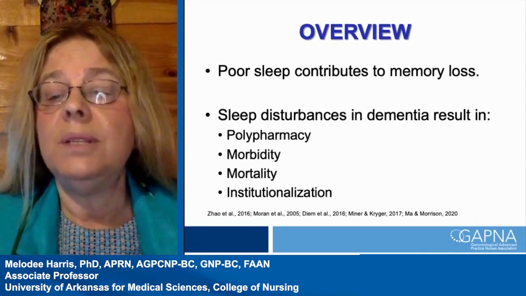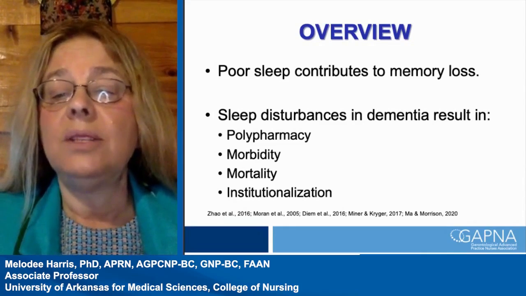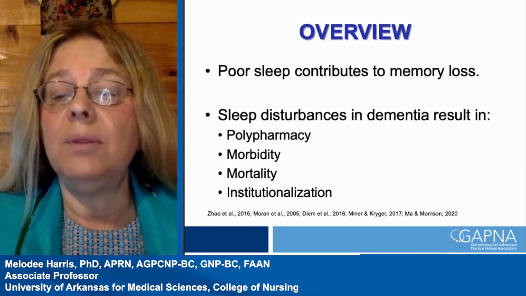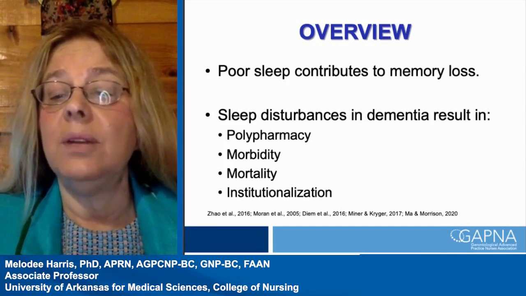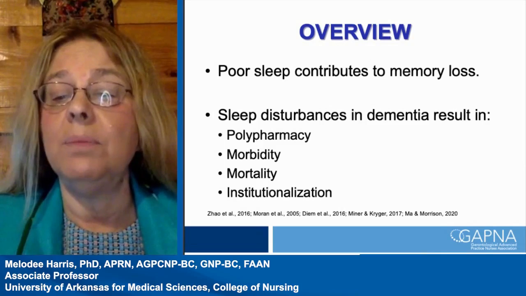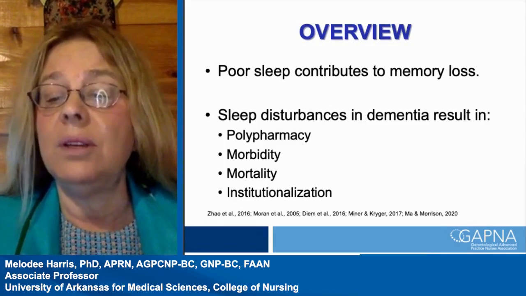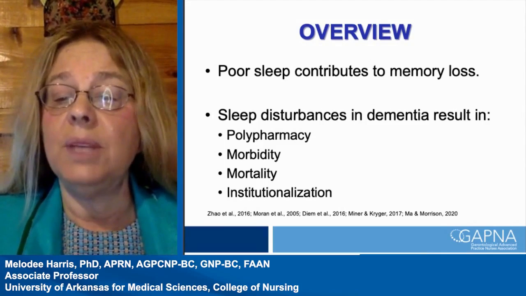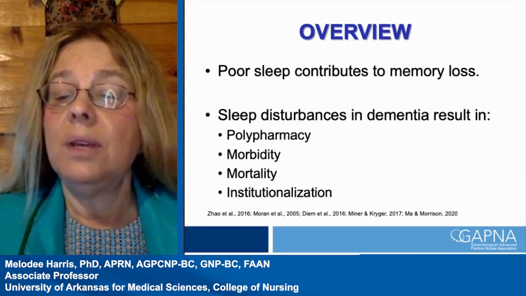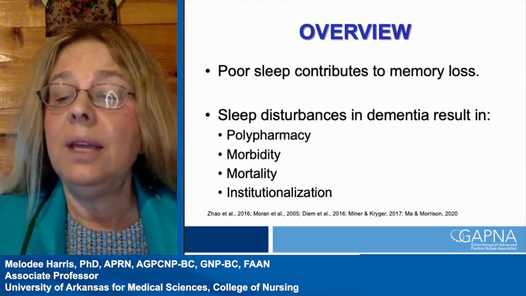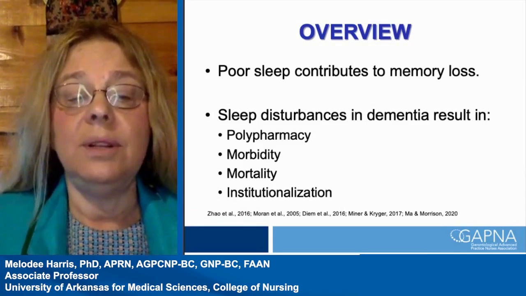Sleep disturbance is a neuropsychiatric syndrome that is common in older adults living with dementia. In one systematic review, the pooled prevalence of sleep disturbance is 39% in Alzheimer's dementia and 24.5% in persons living with mild to moderate dementia. Poor sleep is closely associated with cognition and is a risk factor for dementia. Sleep disturbance results in polypharmacy, morbidity, and mortality, and is a cause of institutionalization.